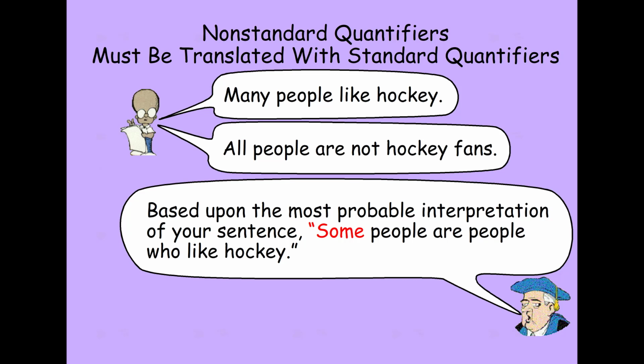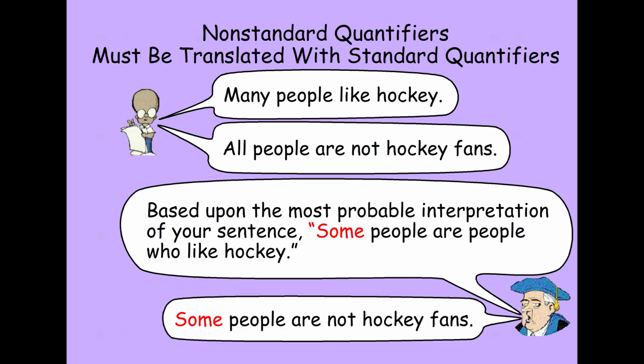All people are not hockey fans. Here we have a standard form quantifier, but it's got a non-standard copula. It's not consistent. And so we have to ask ourselves, do we mean some people are not hockey fans, or do we mean no people are hockey fans, or do we mean all people are hockey fans? Probably the best interpretation of that sentence is some people are not hockey fans.